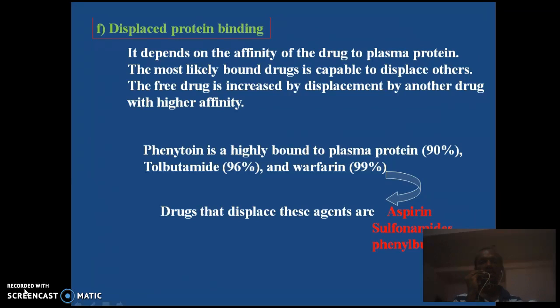Displaced protein binding. It depends on the affinity of the drug to plasma protein. The most strongly bound drug is capable of displacing others. The free drug is increased by displacement by another drug with higher affinity. If you come to the example, phenytoin, tolbutamide and warfarin, which have high protein binding capacity, when co-administered with aspirin, sulfonamide, phenylbutazone, then these drugs' concentration in the plasma is usually increased due to their protein displacement mechanisms.